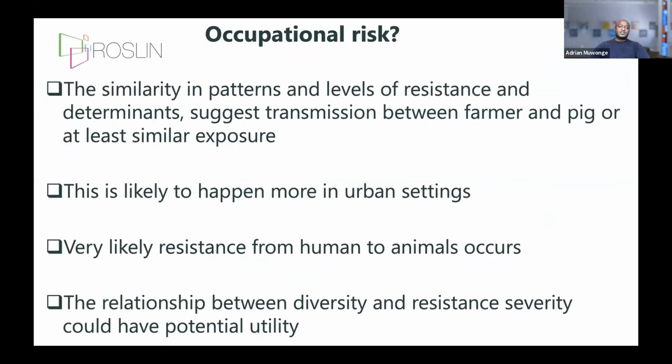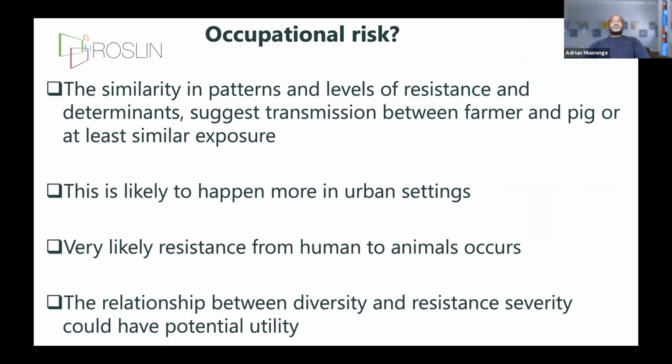So back to the question, what really is the occupational risk? This is work in progress that I'm about to finish. The patterns for me reveal that there must be a direct relationship, contact or transfer of bugs between farmer and pig. The direction, I can't tell you right now, and that is also work that will come.